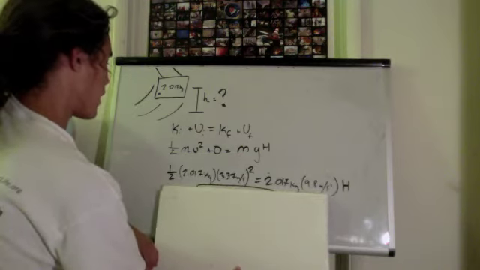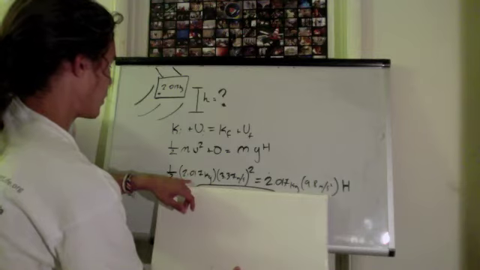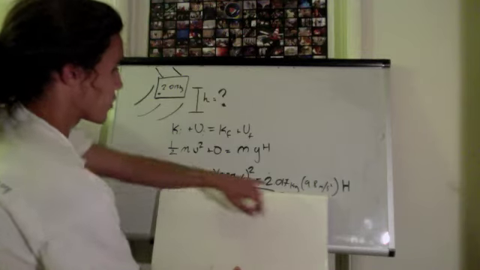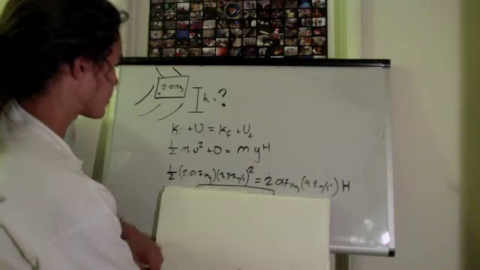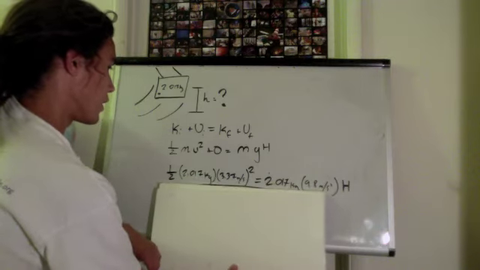So we plug in all these values. Notice that the m is the block and the bullet combined, so make sure you substitute in those m's. And once you plug everything in, you solve for h.